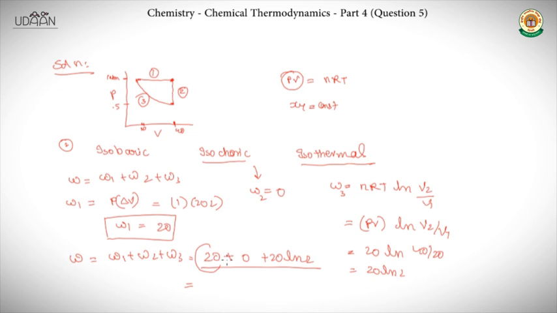See, here check the sign convention. In the first process, the system is increasing volume, so it is work done by the system. Work done by the system is always negative. So this should be minus 20, not positive. And in the third case, the system is decreasing volume from 40 to 20, so work is done on the system. So this is positive. So be careful with the sign convention. So this is minus 20 plus 20 ln 2. So we'll get it as 6.14 liter atmospheres.